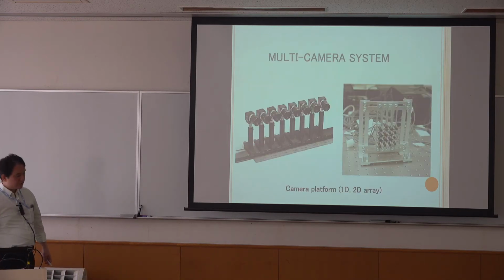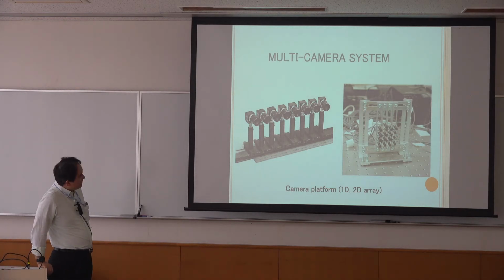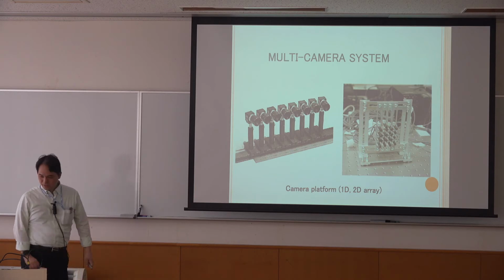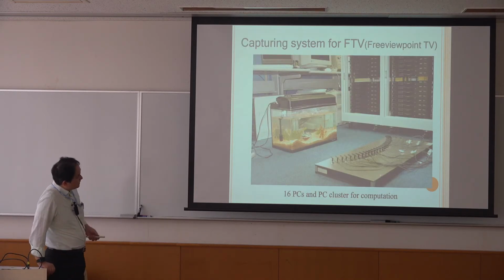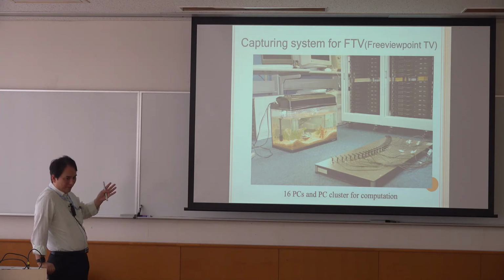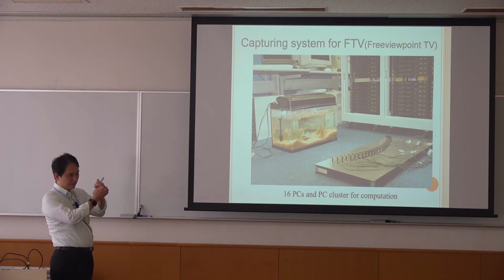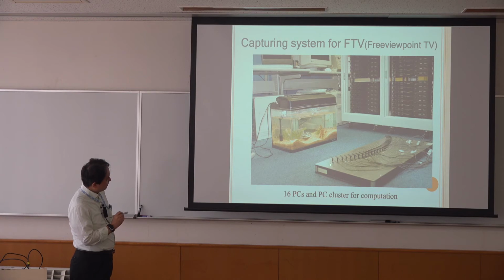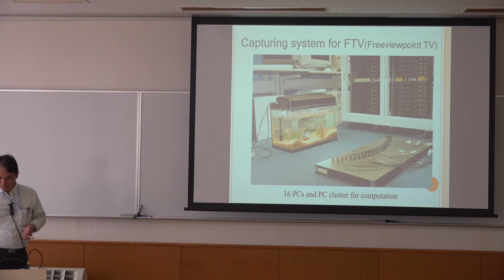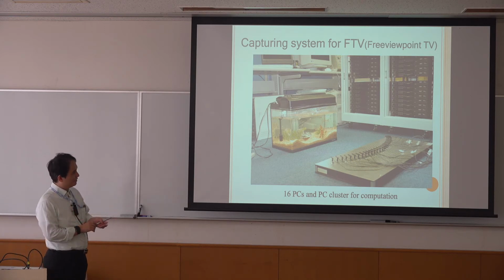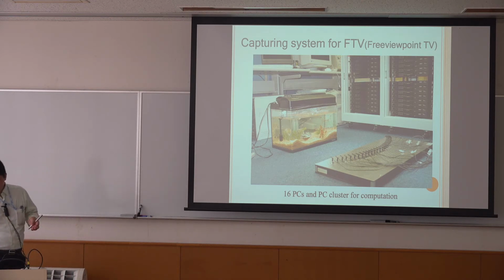The first one is the multi-camera system. This is a very simple multi-camera system. It consists of 8 cameras or 4x4, 16 cameras. We developed a 16 camera system in our laboratory. This is the camera, an old analog one, very small, about this size. Each camera is connected to a capturing board in a PC. At that time, there was a worldwide trend to develop systems with a very high number of cameras.